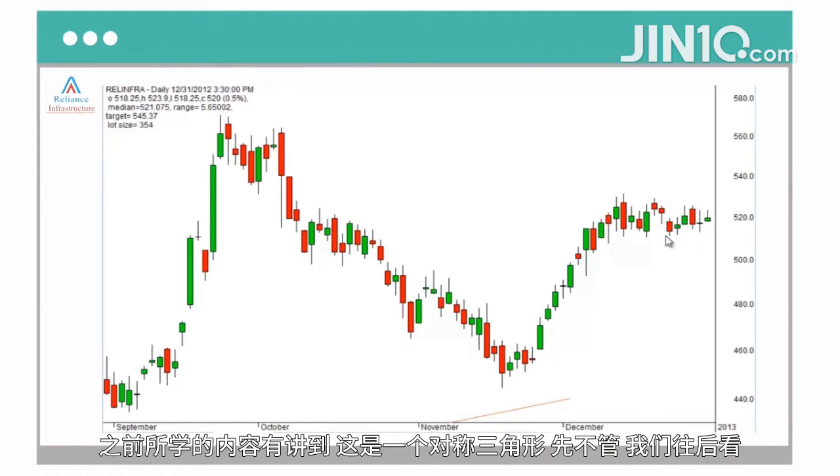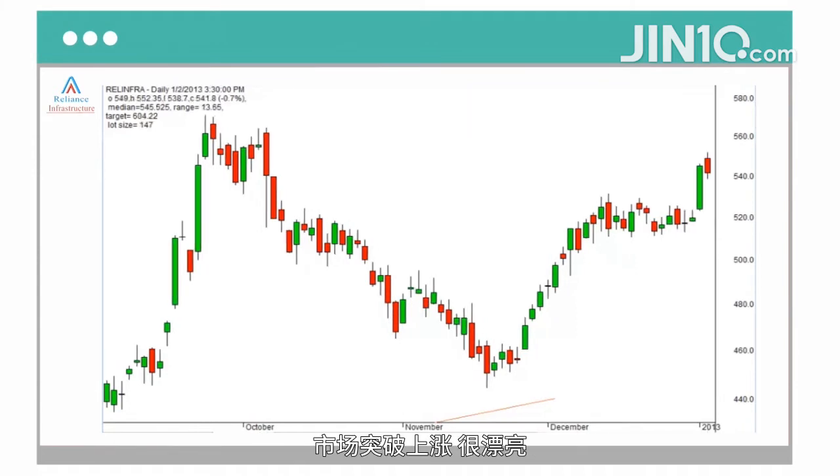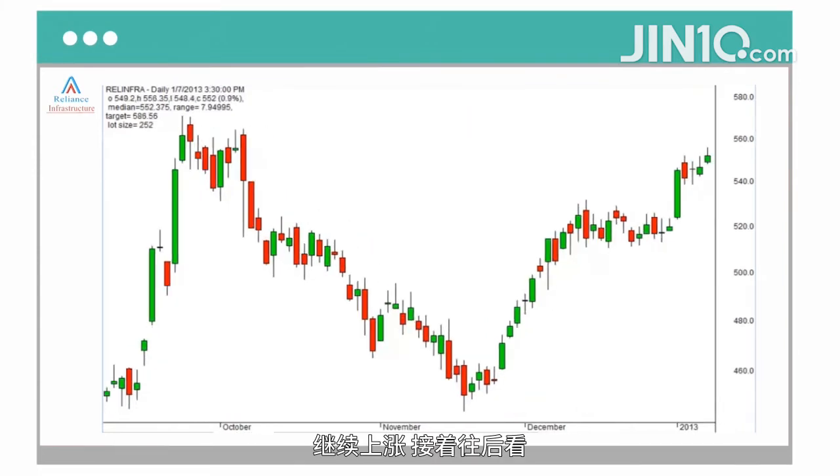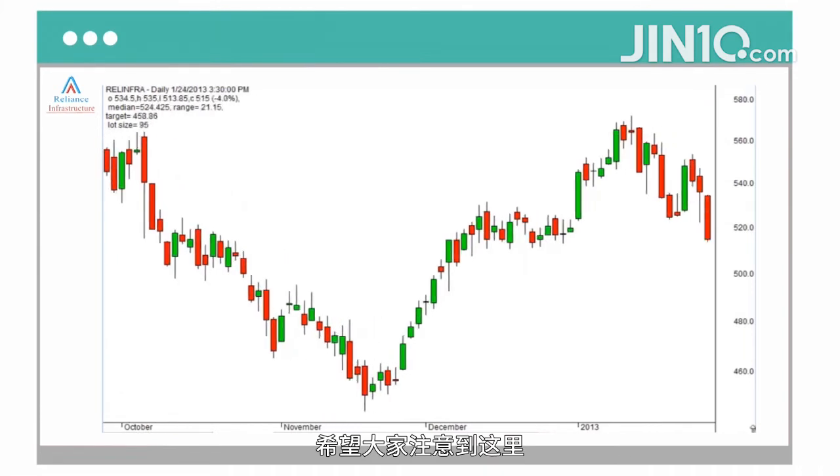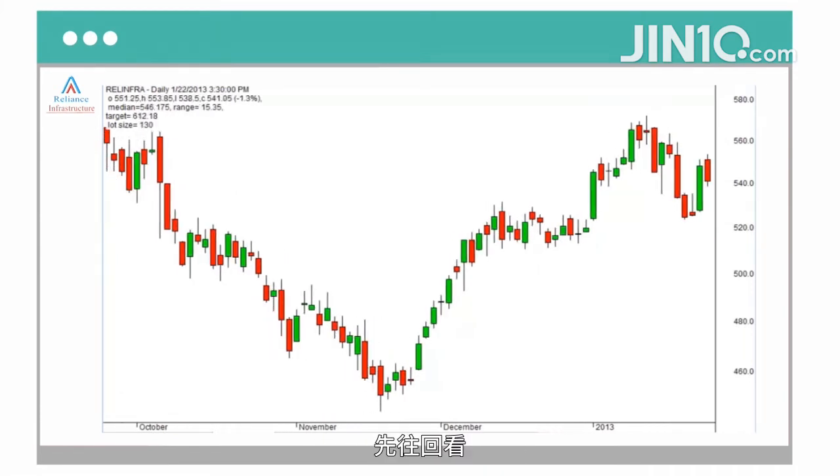Now, if you've been watching our previous videos, you'll notice that we have a symmetrical triangle here. But let's not get distracted. Let's keep going. The market breaks out. That's a beautiful breakout. And we go up. Just keep tracking. And I hope you notice something interesting over here. Let's go back a bit.